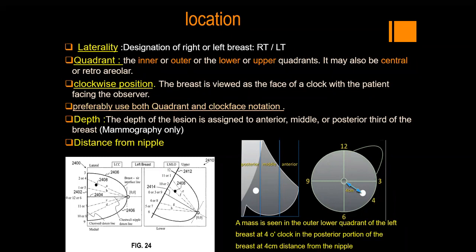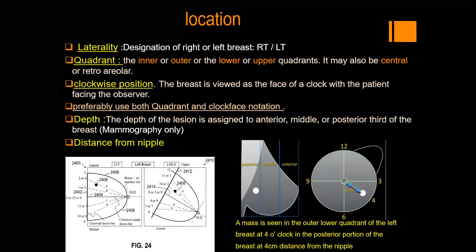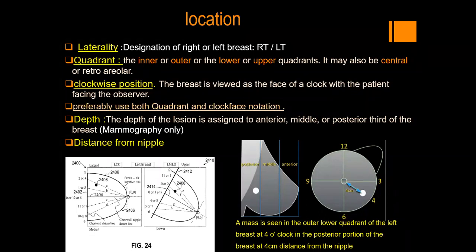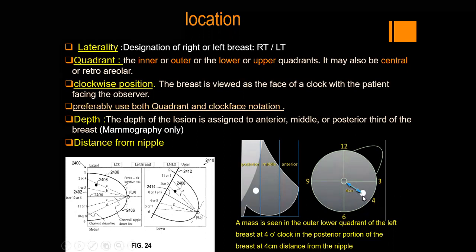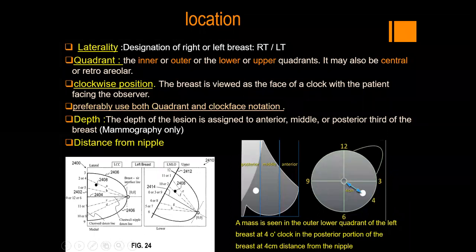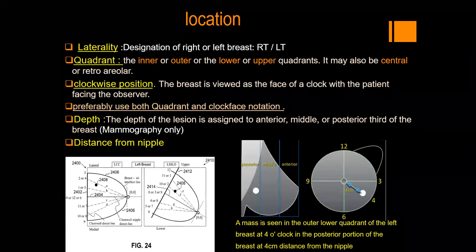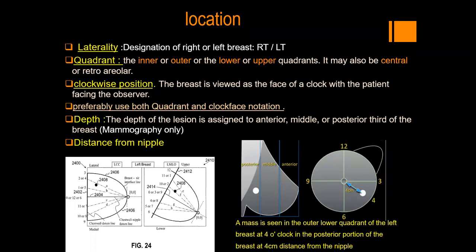Preferably, we have to use both the quadrant and clockwise rotation annotations. And we have to use the depths, anterior, medial, and posterior. And we said this is unique for mammography. The distance from the nipple is the most constant type of location used between different types of modality. When we use the distance, it is very helpful. If you use the distance of these lesions from the nipple on mammography, it will be more or less similar on ultrasound as well as on MRI. The most constant location is the distance from the nipple.